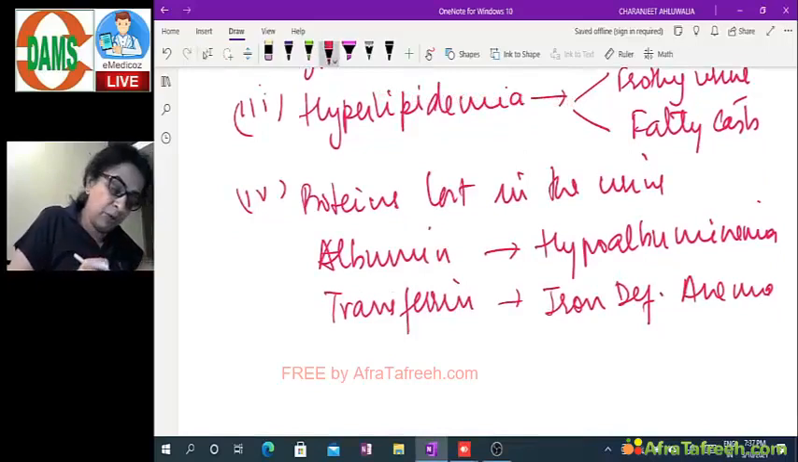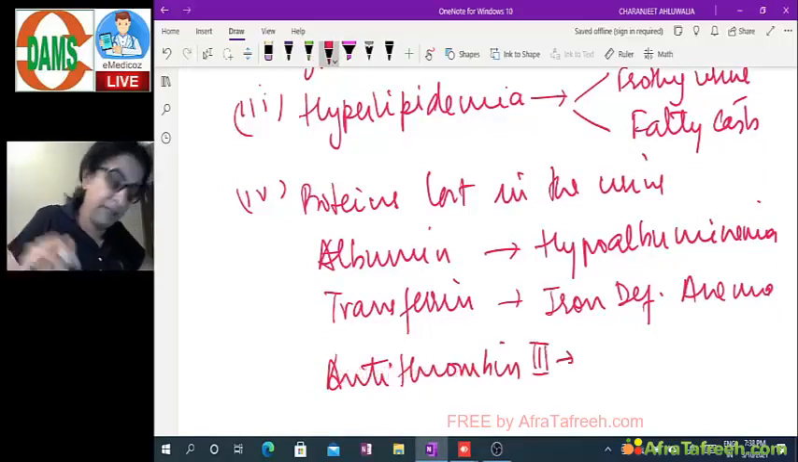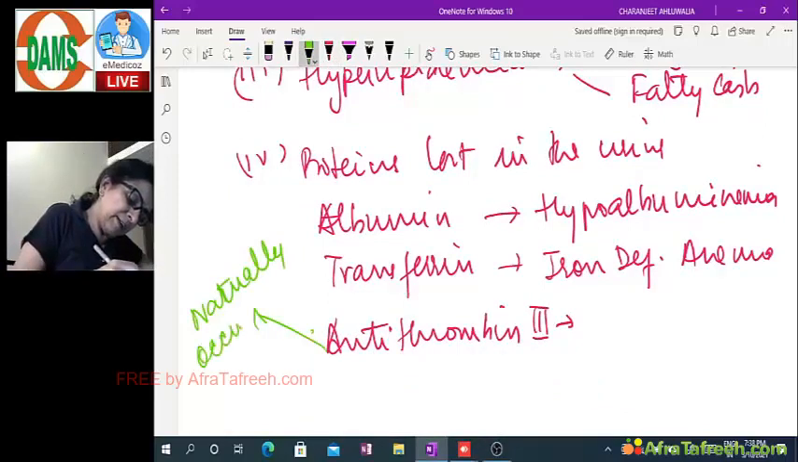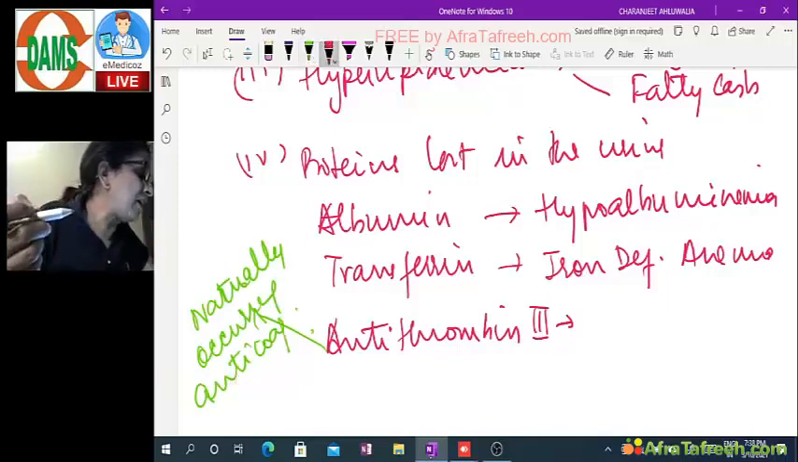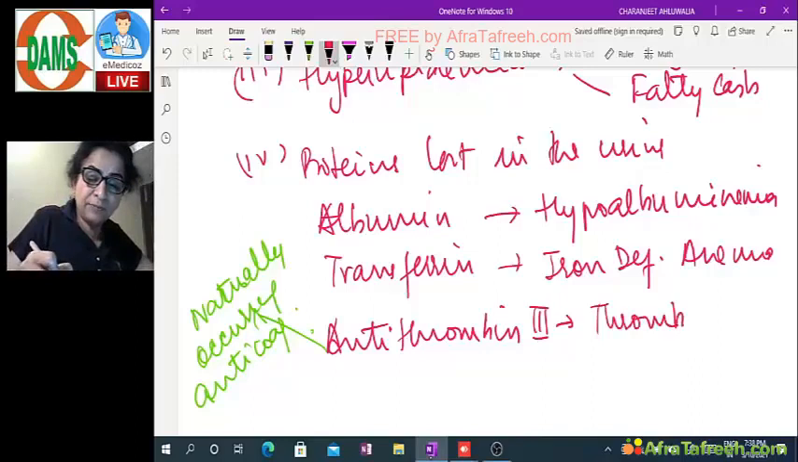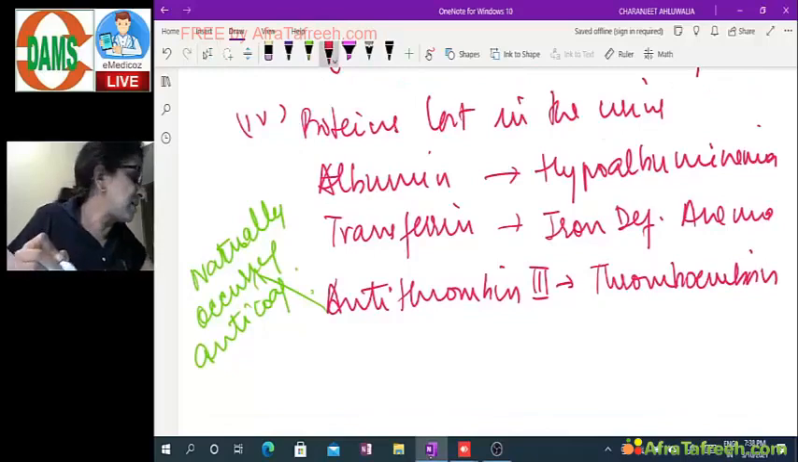Third protein lost in the urine is antithrombin 3. You know what antithrombin 3 is? I have already told you in your previous class, this is a naturally occurring anticoagulant, a normal anticoagulant which we all have. Now if this anticoagulant is lost, this leads to thromboembolism, thrombosis. So renal vein thrombosis occurs in these children with nephrotic syndrome.